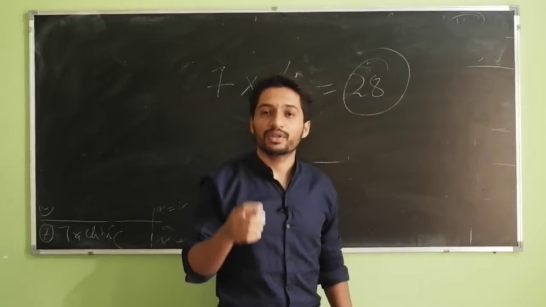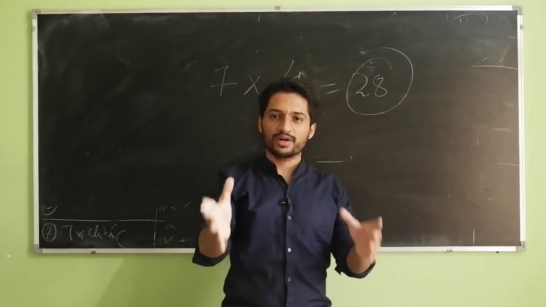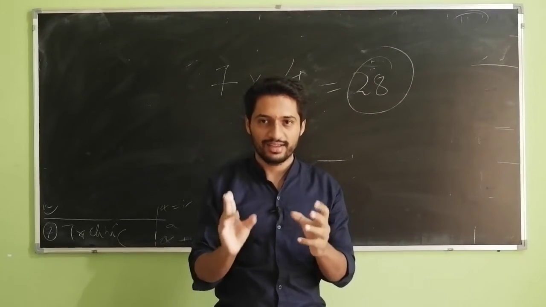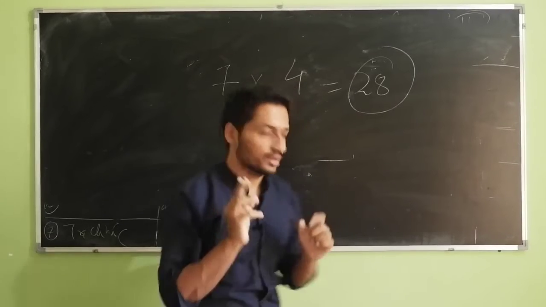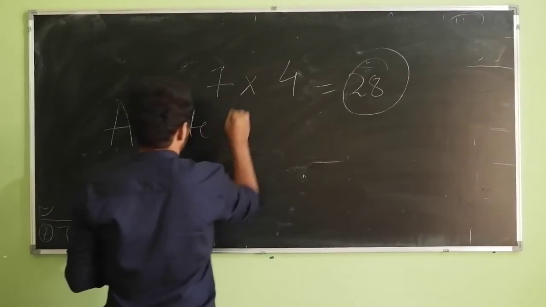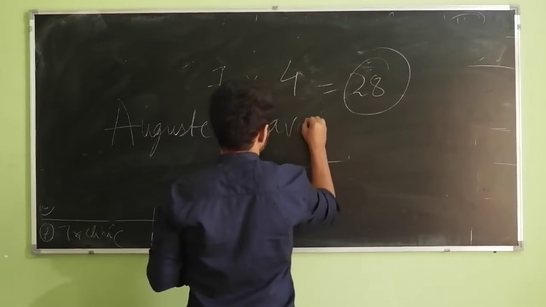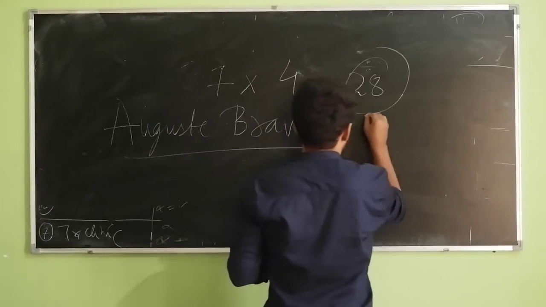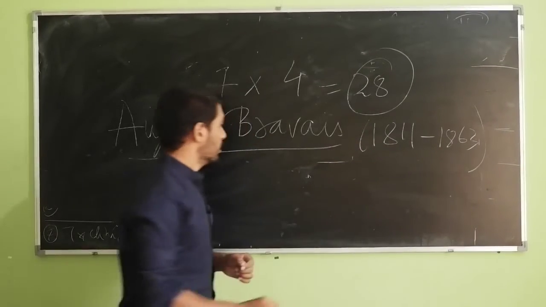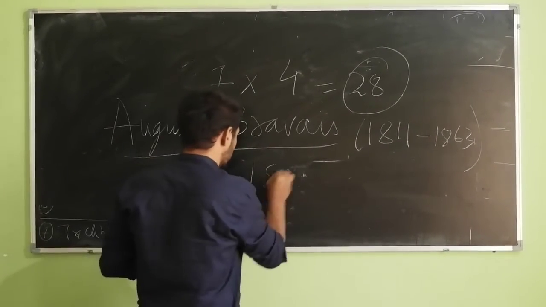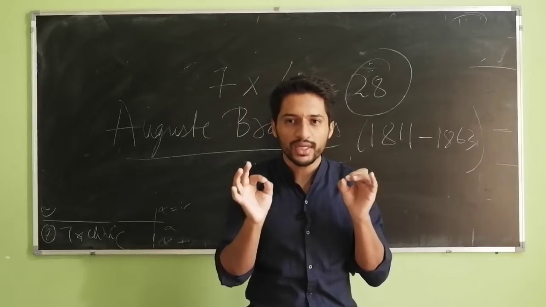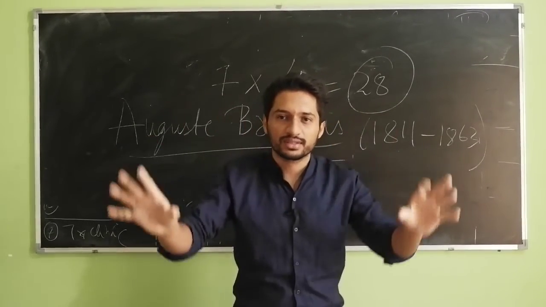That's a good question. But the answer to that was discovered by Mr. Auguste Bravais in 1848. Yes, you heard it right. 1848. Alright, so let me introduce you to Mr. Auguste Bravais, 1811 to 1863. He, in 1848, mathematically proved that there can be only 14 variations possible of the crystal structures.